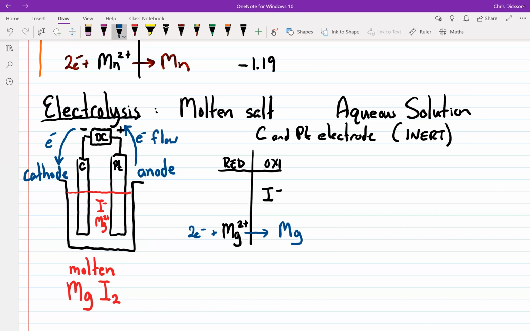Well, reduction and oxidation, you can use that silly little saying, An Ox Red Cat, right? So anode, oxidation, okay? Reduction is the cathode, okay? So what we know is the magnesium ions are going to move towards the cathode, okay? And they're going to undergo reduction.